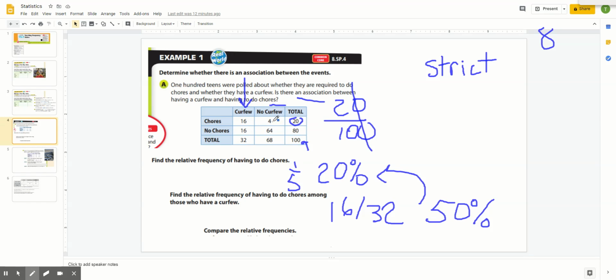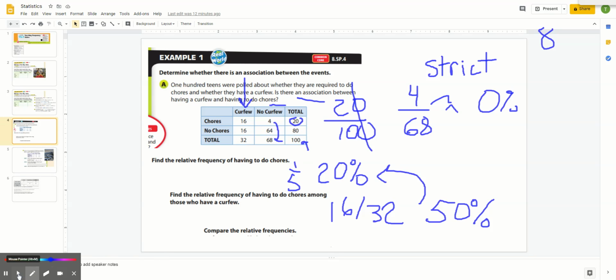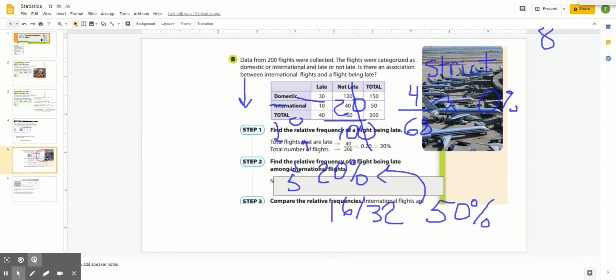And just take a look at the other one. All right, for people that didn't have a curfew, look at that rate right there. So we have 4 out of 68. So only 4 of those households had to do chores. And if we're going back to our closeness strategies at the beginning of our online learning, that's really almost close to 0%, right? So that's how the association works. All right, so one more example, then you guys will be on your way.